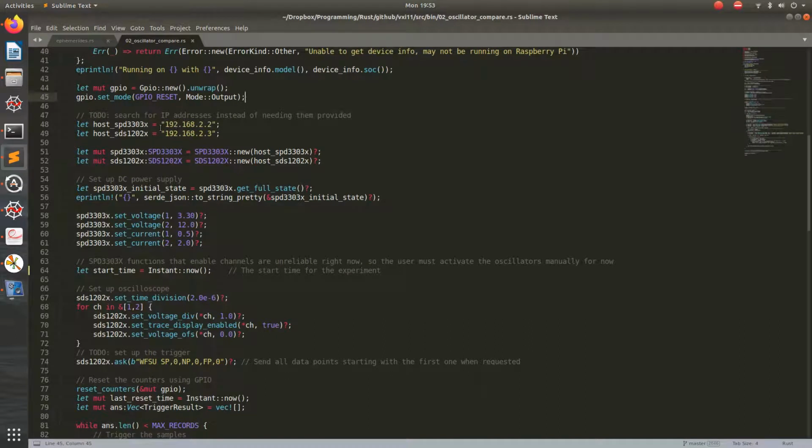We've got the IP addresses for the two hosts. So this is the DC power supply and the oscilloscope.